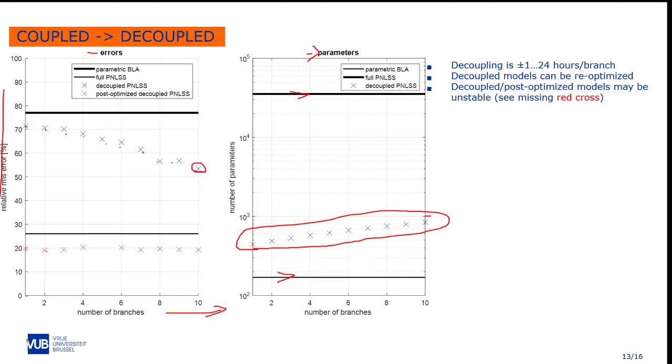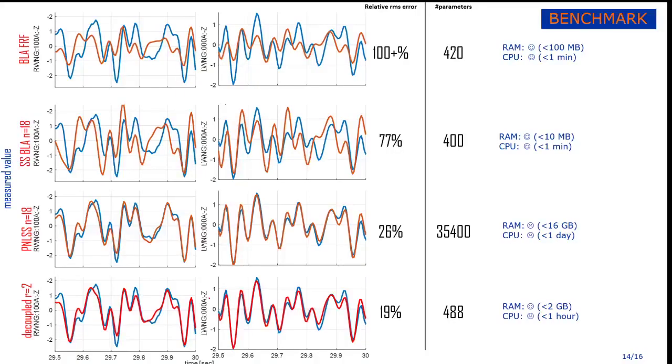So for instance, to calculate one branch, usually we need around 1 hour of computation. But there is only one drawback. Since we're talking here about optimization, something can go wrong, and it's not guaranteed that we will always have a stable model. For instance, here, the number 5 branch is missing because it became unstable.